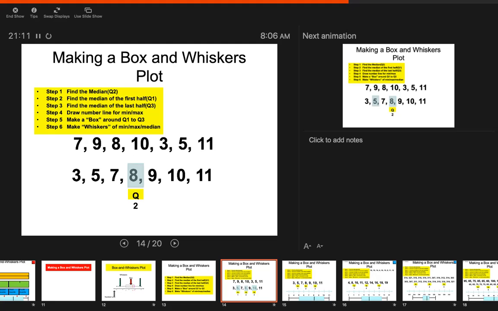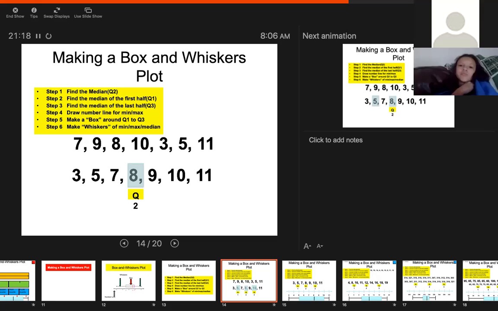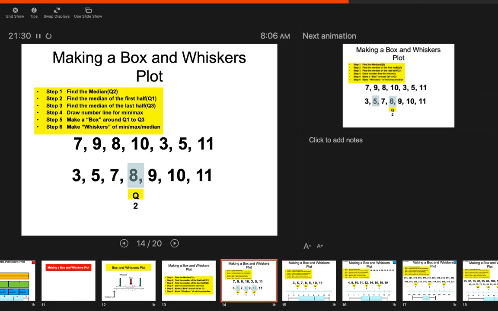Thank you. Very good. So Macy, what's the median of the first half? Here's the first half. I put a box around it. Here's the first half. Right here. What's the median? Yeah. Okay. And it says to label it. It says Q1, so we're going to label that Q1.